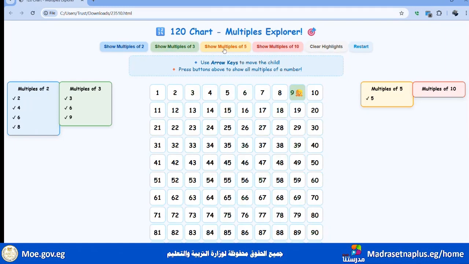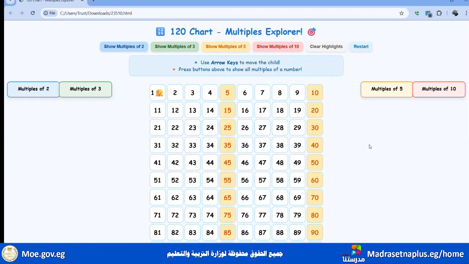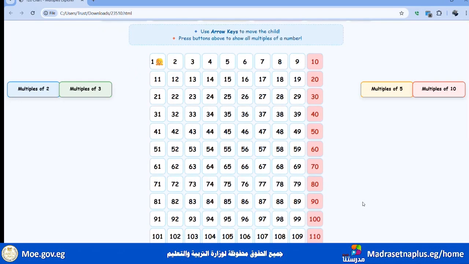Check multiples of 5. You can see these are our multiples of 5: 5, 10, 15, 20, 25, 30, 35, 40, 45, 50, 55, 60, and so on. This is called what? Multiples of 5. Clear? Now, can you guess which numbers will be multiples of 10? Let's click multiples of 10. Yes. Multiples of 10 are 10, 20, 30, 40, 50, 60, 70, 80, 90, 100, 110, and so on.